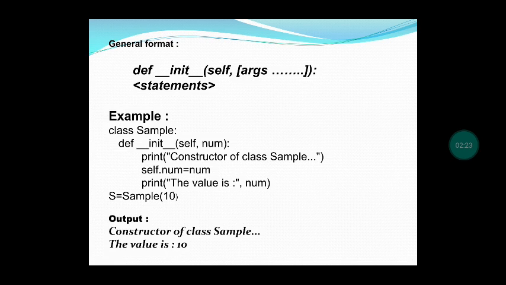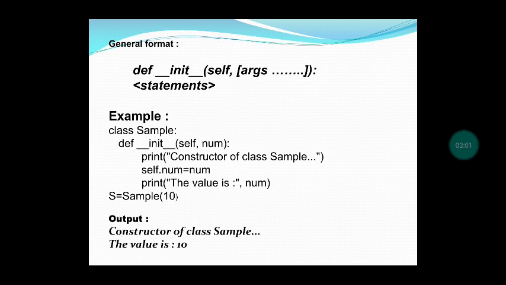Here the class name is sample, class sample, and after that we have used the constructor __init__(self, num), and we have printed the information "constructor of class sample". After that we have given self.num equal to num. Here we have created the object as s equal to sample(10). So the num value will be 10, and the value 10 will be printed.